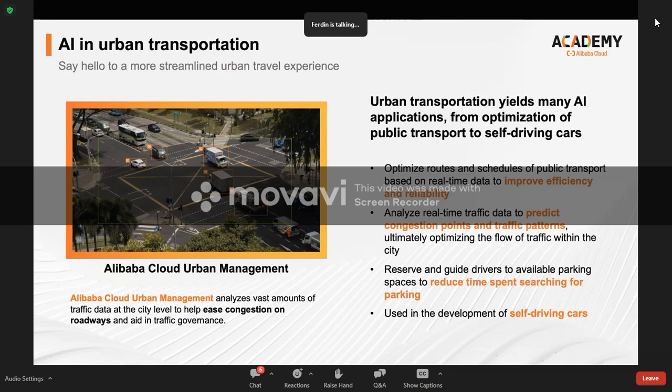And then lately we have self-driving cars, and they will reduce the time spent searching for parking. If you go into a parking lot in a shopping center, it is very difficult to find a parking space, especially during the weekends, right? So AI-based systems are good enough to guide people to where parking is available.